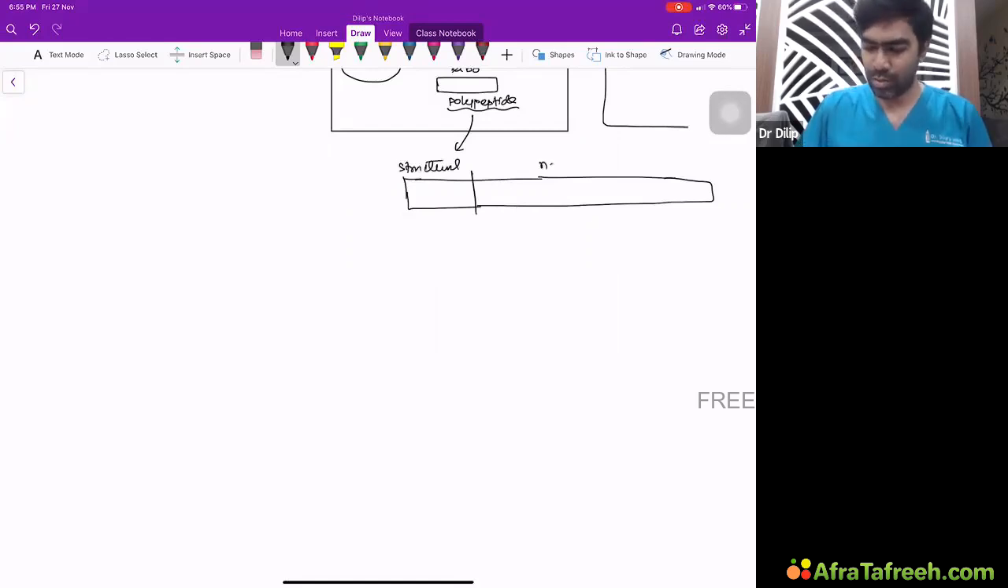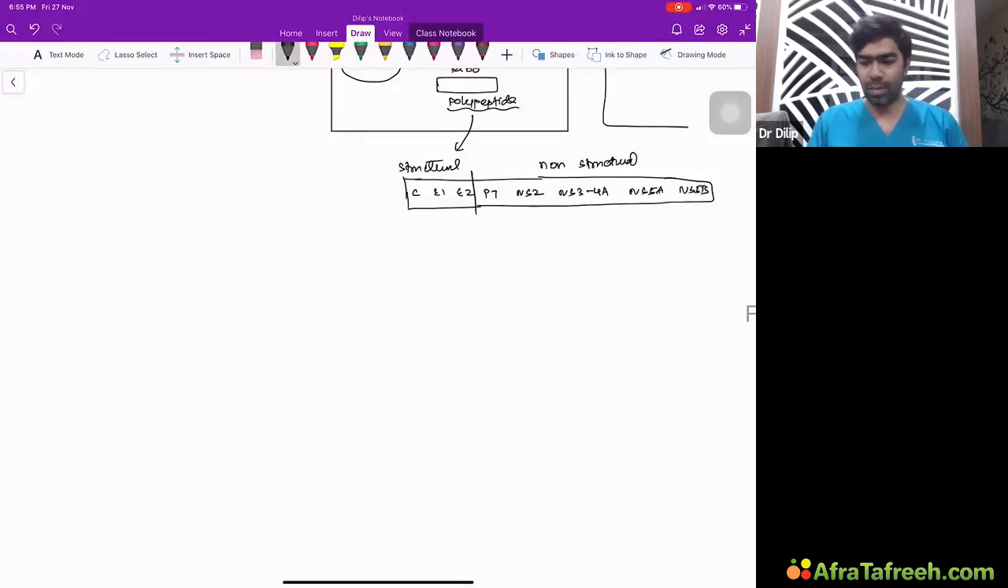Then we have non-structural proteins, which means these are important for function. Structural proteins are core, E1, E2. These are the three classic structural proteins. Non-structural proteins: p7 is there, which is an ion channel. Then we have NS2, non-structural protein 2. Then we have the NS3-4A complex. Then we have NS5A. Then we have NS5B. So each and everything has a different purpose.